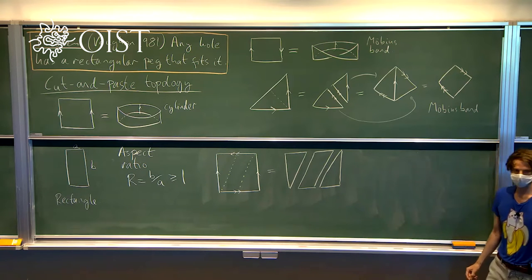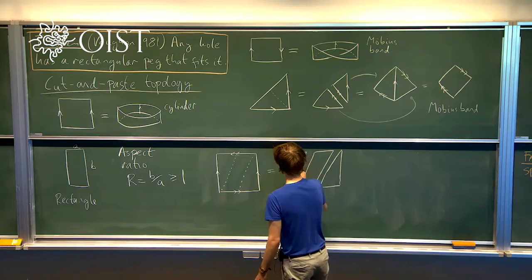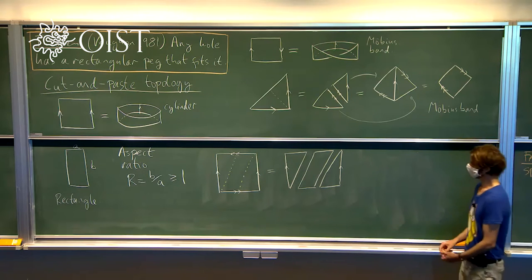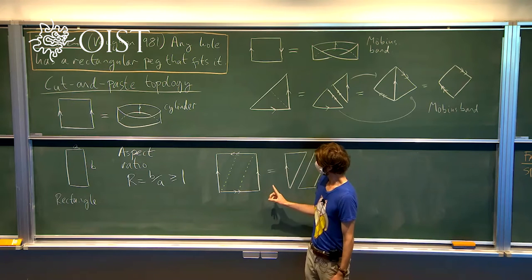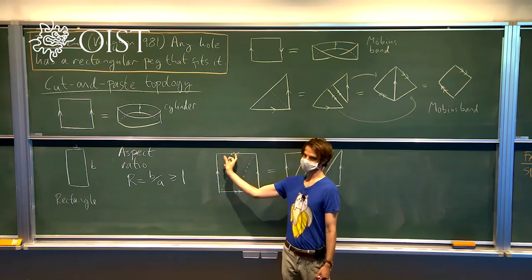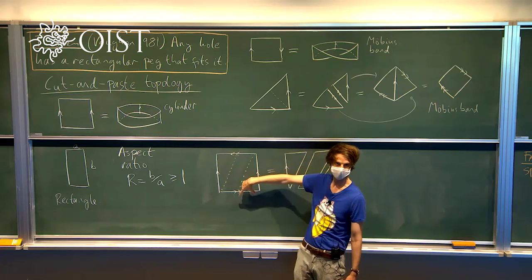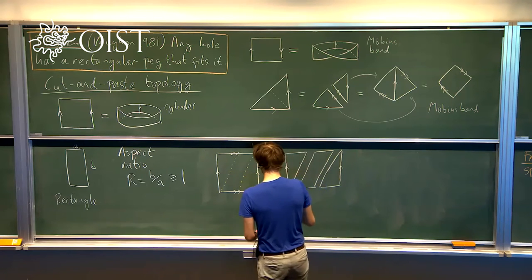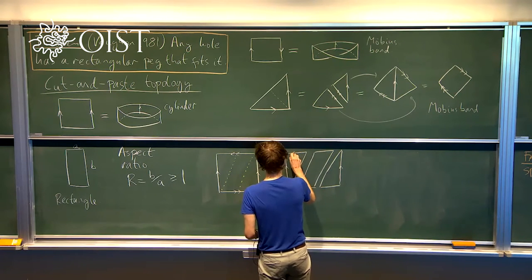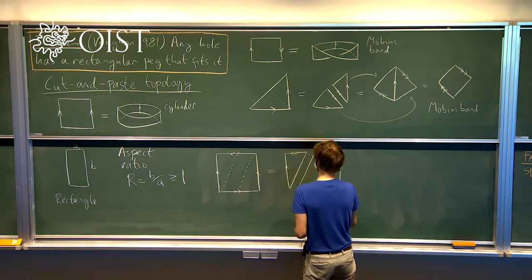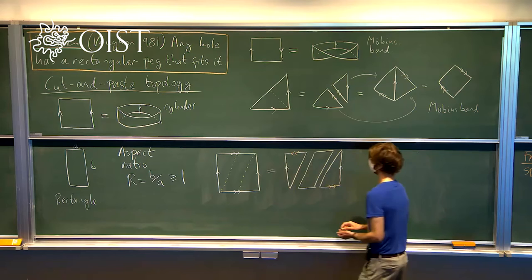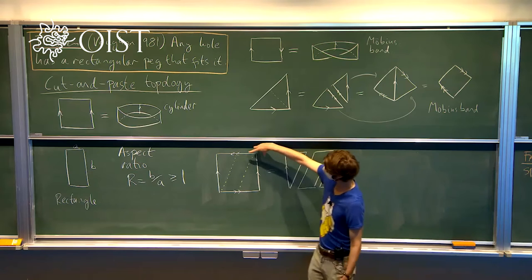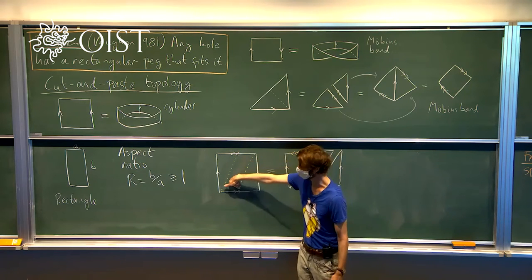Right, so it looks like that. But there's some identifications that go on. This edge, it's got to be glued to that edge. The front part of these double-headed arrows gets identified with the front part of these double-headed arrows, like that. That's how that gluing takes place. So that means that this up here gets identified with that down there, right? And the back of this double-headed arrow gets identified with the back of that double-headed arrow.